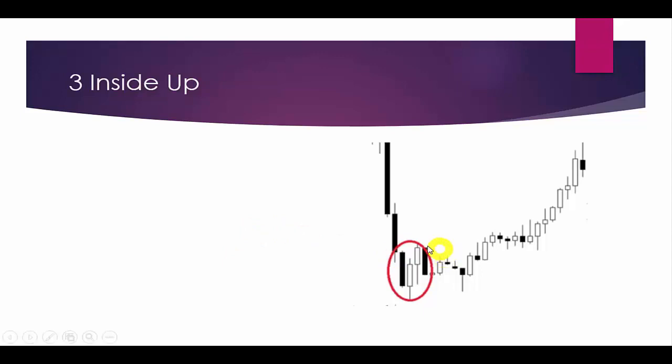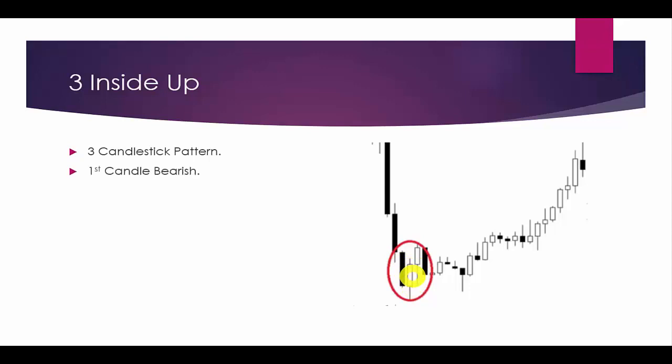Friends, the three inside up candlestick pattern looks like this. As we are already in a series of three candlestick patterns, we will find this type of candlestick pattern after a strong downward trend. Now we will see its conditions. First of all, it is a three candlestick pattern, formed by three candles.